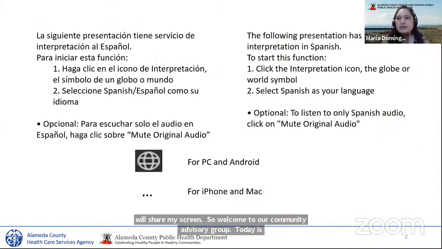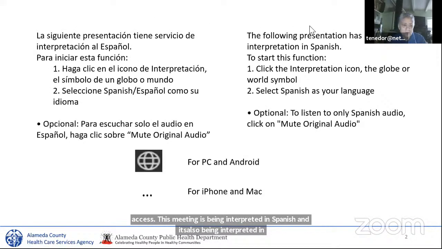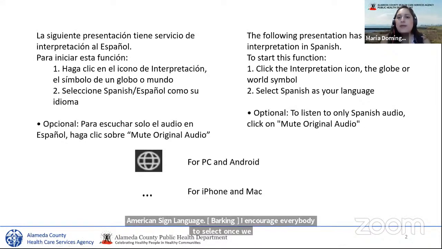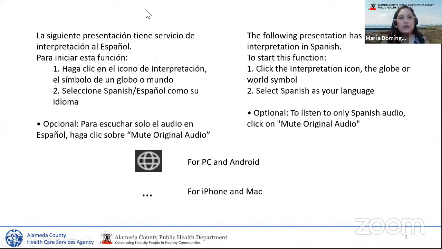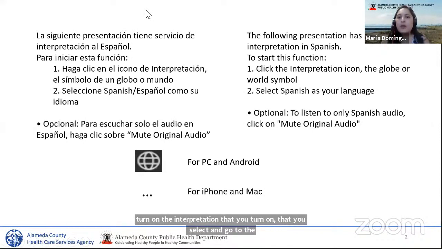And now we have instructions on language access. This meeting is being interpreted in Spanish, and it's also being interpreted in American Sign Language. I encourage everybody to select, once we turn on the interpretation, the interpretation icon and select the language that you would like to listen to. Select Spanish if that's your language, or select English. And now I will read the instructions in Spanish.